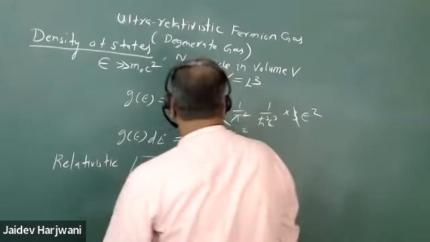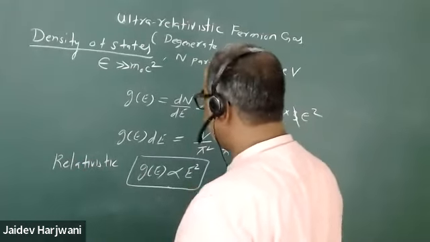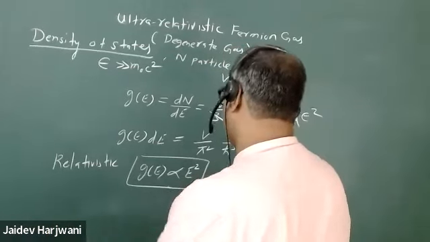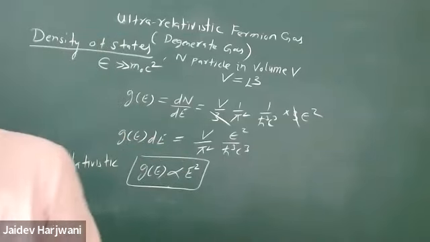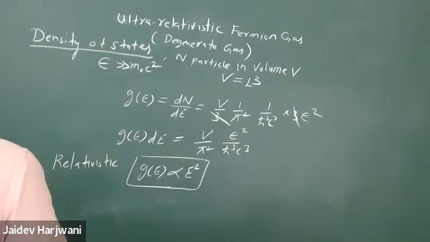Now you know this E square. Now calculate the Fermi energy. What Fermi energy will come? If I want to calculate the Fermi energy, what relation will come? Just calculate. I want to check what you're getting.